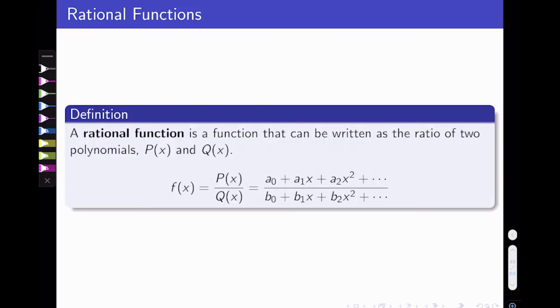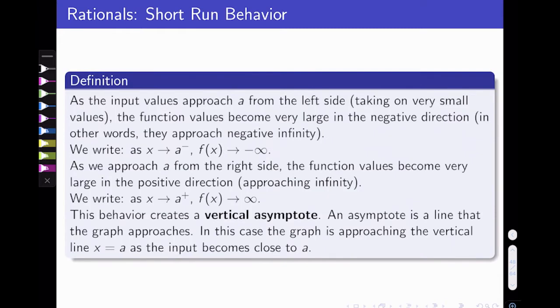A rational function is a function that can be written as a ratio of two polynomials. As the input values approach a from the left side, taking on very small values close to a, the function values become very large in the negative direction. In other words, they approach negative infinity. We write: as x approaches a from the left, that's how this negative sign, f of x approaches negative infinity.